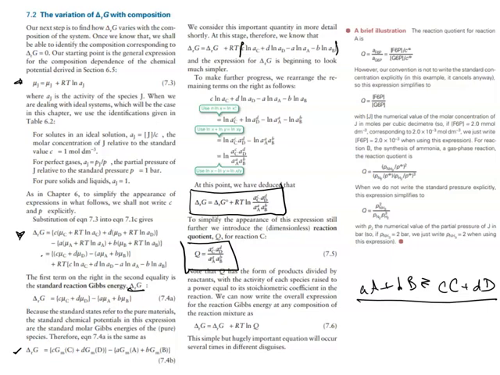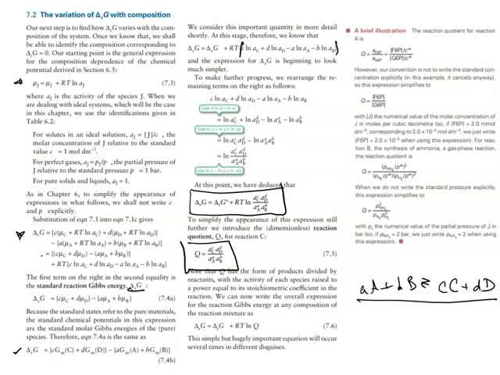But remember that Q, in this particular case, describes not the conditions of equilibrium, but the ratio of the products over the reactants raised to their respective coefficients at any particular point in the reaction, and you can compare that to the equilibrium constant and determine whether it moves forward or backward. Now, note that Q has the form of products divided by reactants with the activity of each species raised to a power equal to its stoichiometric coefficient in the reaction.